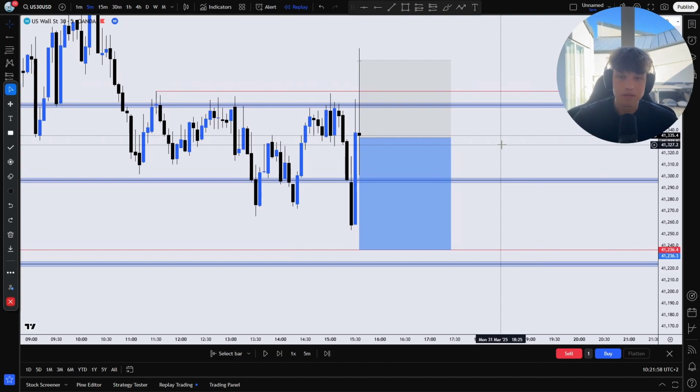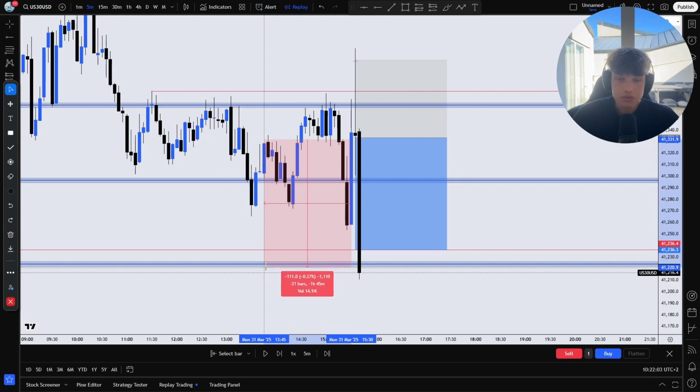And that's basically, if we go to the 5-minute, this is the annoying thing about TradingView. It can't pause time. But whatever, you kind of get the idea. We just shoot straight down, right?